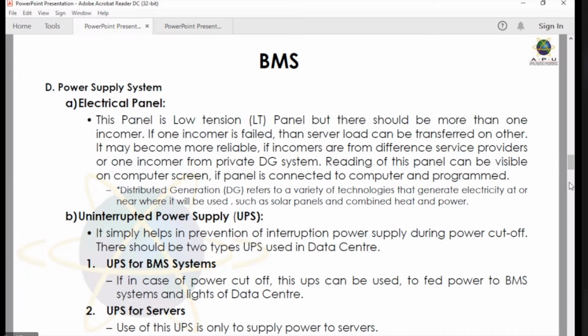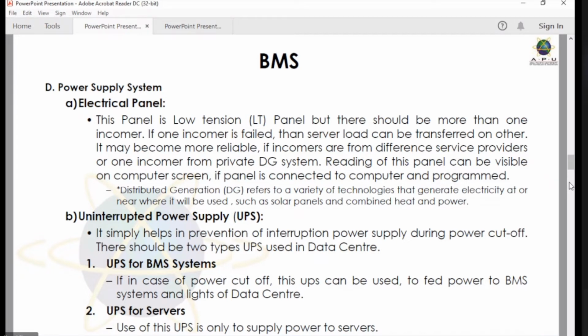And another aspect to overlook in data center is power supply system. In power supply system, we basically overview electrical panel and then UPS, okay? This panel is low tension panel. Low tension भनेको low voltage panelहरू, high voltage को गर्दैनौँ, okay?